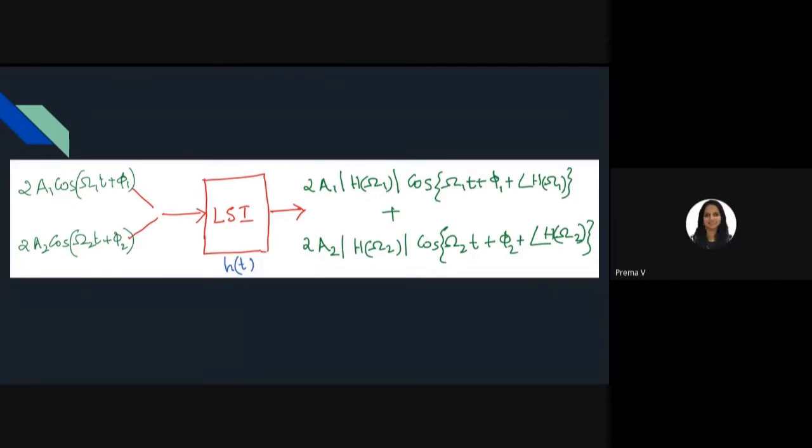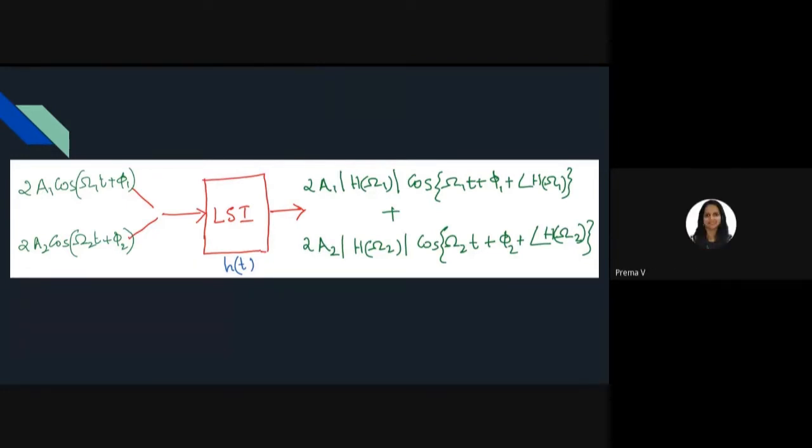You can see here, I've written 2a1 cosine of omega 1 t plus phi 1 and 2a2 cosine of omega 2 t plus phi 2. The combination of this will be the input to the LSI system. The amplitudes of the two waveforms are different, 2a1 and 2a2, the frequencies are different, omega 1 and omega 2, and even the phases are different, phi 1 and phi 2. So we are applying a combination of two waveforms to the LSI system whose magnitudes, frequencies, and phases are different.